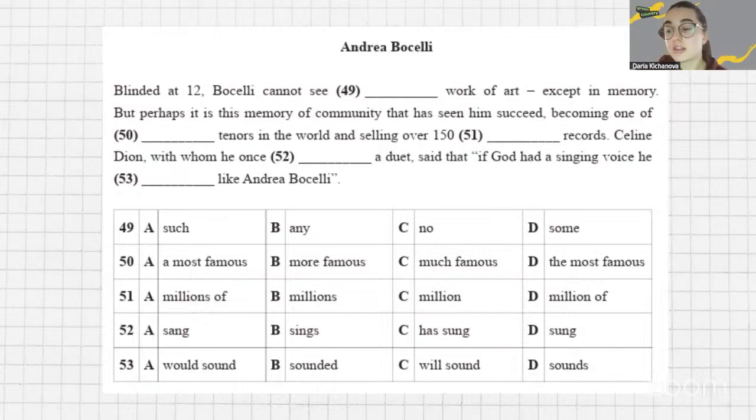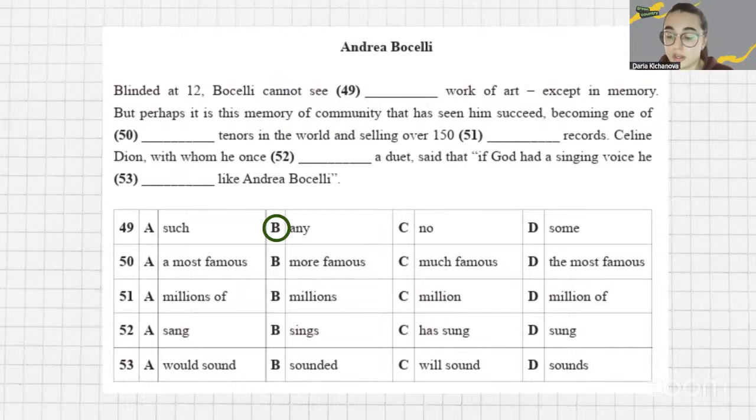So in this variant, we need to pay attention to the word cannot, and that is something we need. If we have cannot, we need to cross out some variants. Cannot be used with some, with no. So we have variants such and any. We are talking about one work of art, and such we can't use with such work of art. It means that we need to use any. So he can see no work of art. So he was blind, yeah?